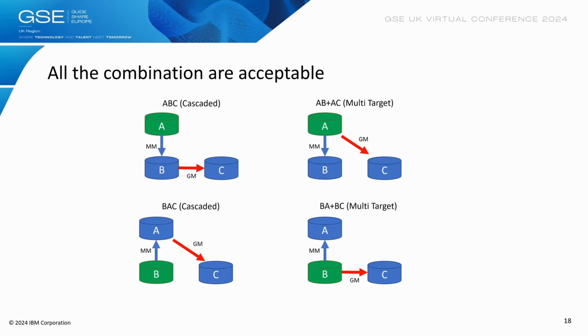So to summarize, in the MGM free site environment, all the replication combinations are acceptable. You can have a BC in a cascaded, or you can have BAC, or you can also have any multi-target configuration, ABAC or BABC.